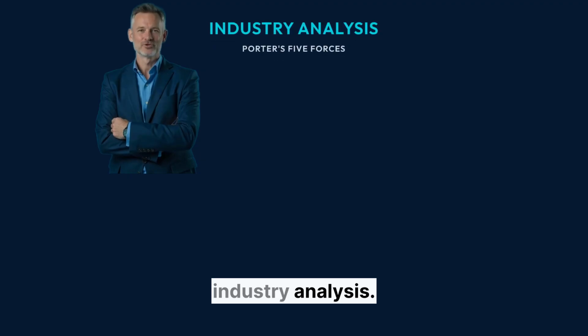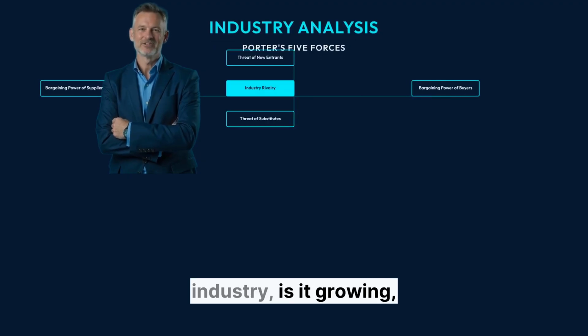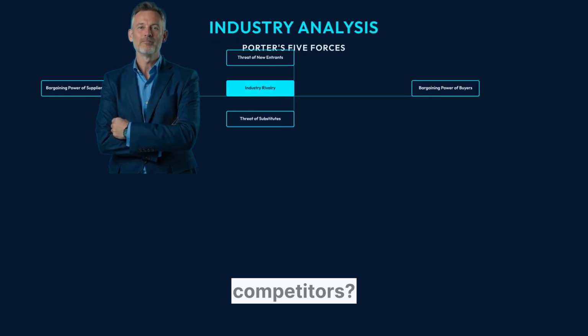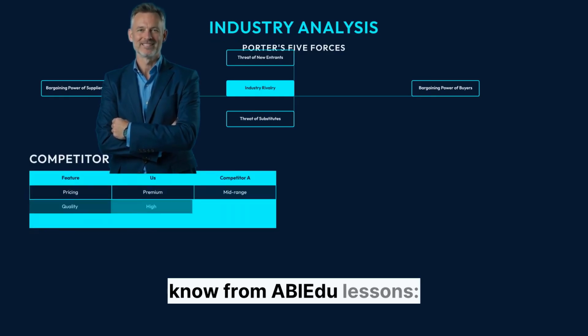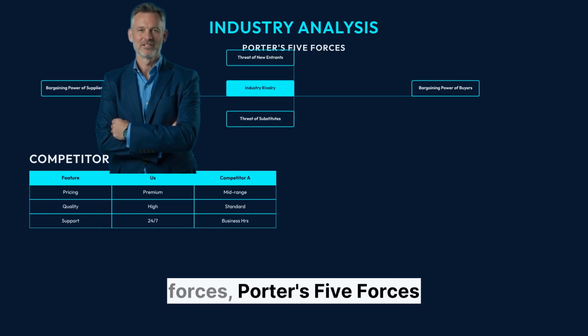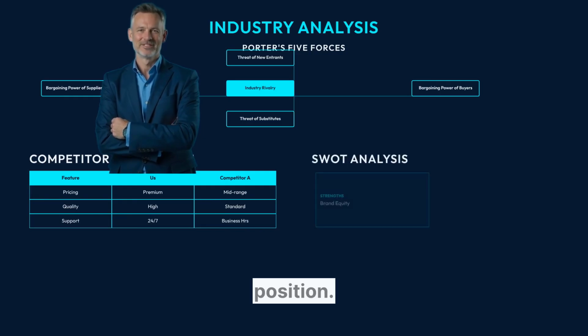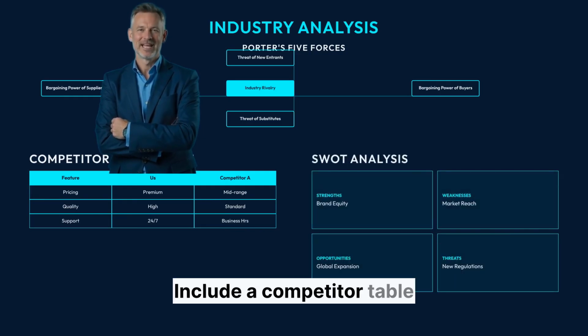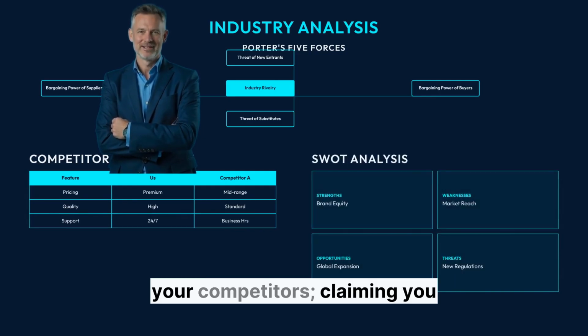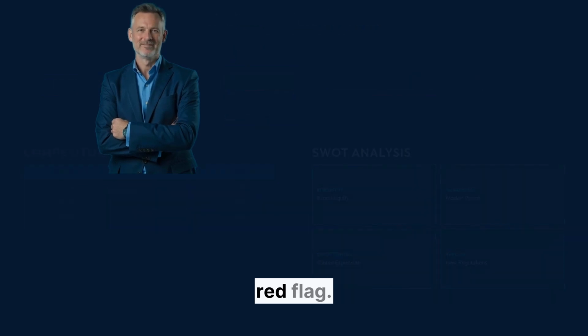Then zoom out to industry analysis. How big is the industry? Is it growing? And who are your competitors? Use tools you already know from ABIEdu lessons. PESTLE for the macro forces, Porter's 5 Forces for competition, and a SWOT to summarize your position. Include a competitor table, and always name your competitors. Claiming you have none is a red flag.